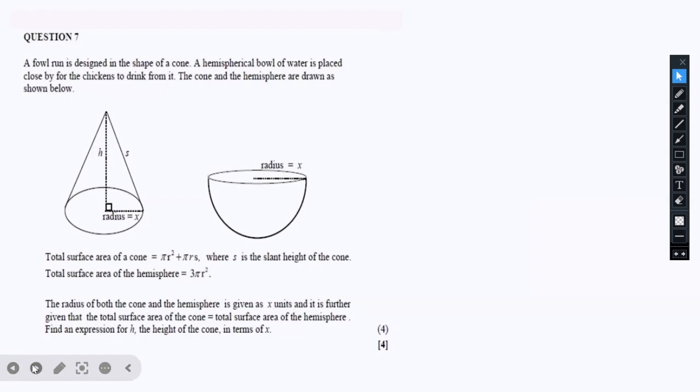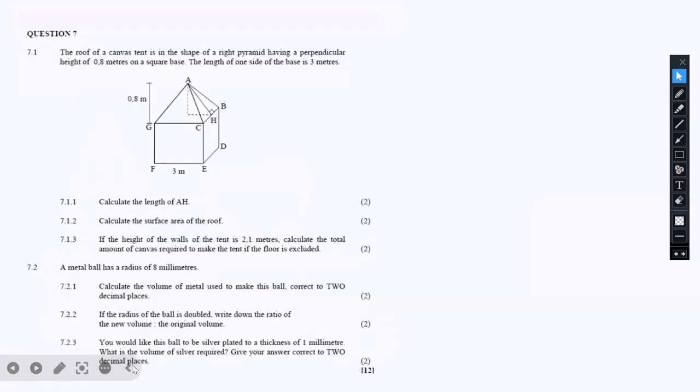Okay, then let's proceed. We have this question here. It says calculate the length AH. So 7.1, we are given the roof of a canvas tent is in the shape of a right pyramid having a perpendicular height of 0.8 meters on a square base. The length of one side of the base is 3 meters. So it's on a what? It's on a square base. This is very, very important, right? So it's on a square base.